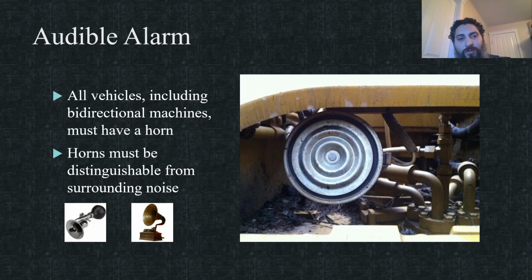All of your vehicles, including bidirectional vehicles, and bidirectional vehicles would be rollers, compactors, front end loaders, bulldozers, and similar equipment, should be equipped with a horn, and that horn should be distinguishable from the surrounding noise level. And it should be able to be operated as needed when you're moving in either direction. And of course, you must make sure that your horn stays in operable condition.